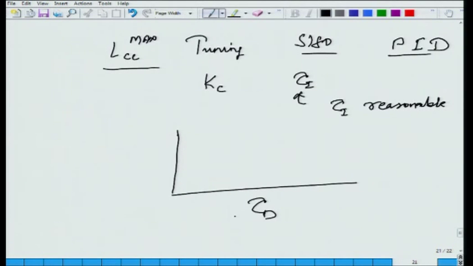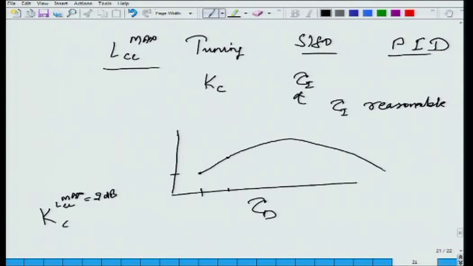Choose different values of tau D. Let us say I choose a value of tau D which is here, calculate Kc for 2 dB, LCL max equal to 2 dB. So, for this value of tau D and the fixed reasonable value of tau I, let us say I get a gain like this, Kc that I calculated for 2 dB was this. I vary the tau D to a different value, recalculate, and you will find that the curve will look something like this.